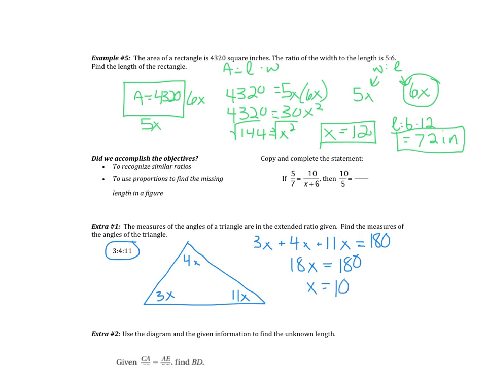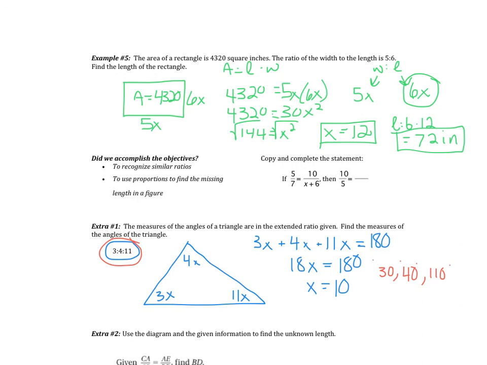All right, so if the angles are in this ratio, the 3 to 4 to 11, and I found that they were reduced by 10, here are my 3 angles. 3 times 10, so 30. Then the next one, 4 times 10 is 40 degrees. And then the last one, 11 times 10 is 110 degrees.